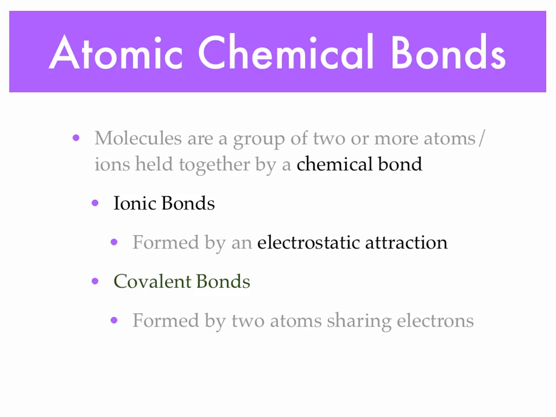There's 2 major types of chemical bonds that connect atoms, and they are ionic bonds and covalent bonds. Ionic bonds are formed by an electrostatic attraction, and we'll talk about that a little bit later. And covalent bonds are formed when 2 atoms actually share an electron, or more than 1 electron. So neither one actually gets the electron, they kind of share it at the same time.